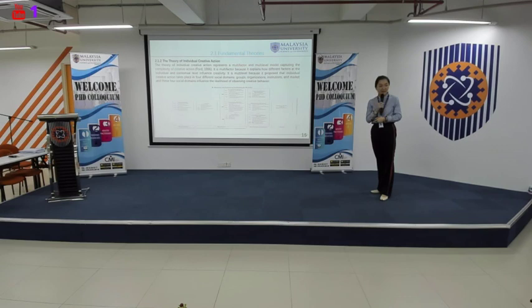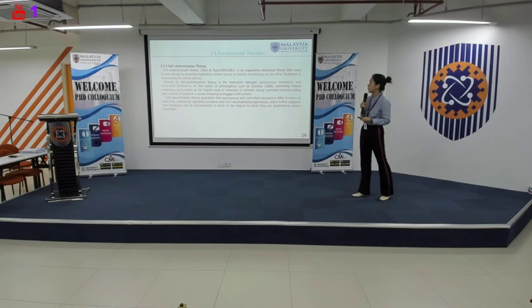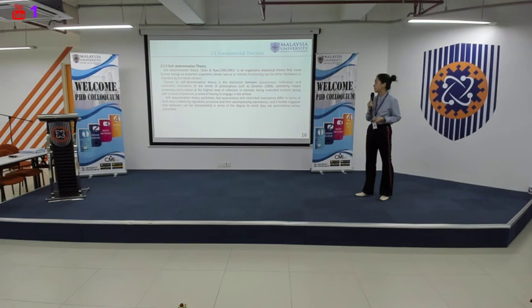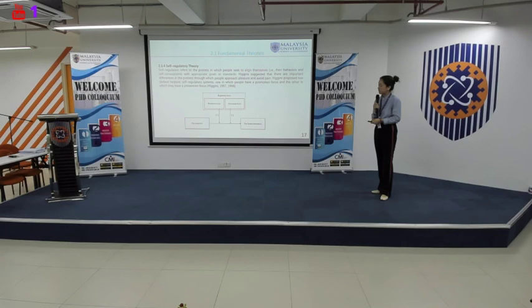The third one is self-determination theory. This theory is an organismic dialectical theory that views human beings as proactive organisms whose natural or intrinsic functioning can be either facilitated or impeded by the social context. And the fourth one, self-regulation theory, refers to the process in which people seek to align themselves with appropriate goals or standards. The last one is about the goal-setting theory.